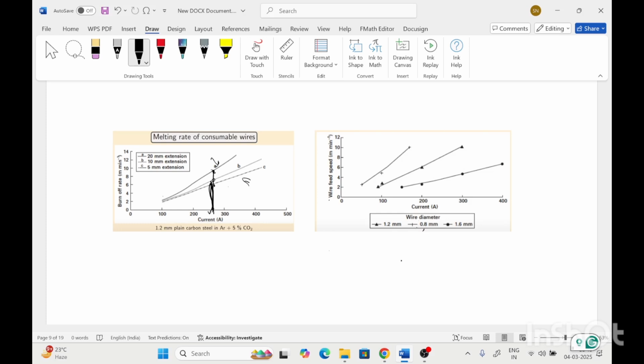So for the smallest diameter, 0.8 mm, the wire feed speed increases much higher with increase in current. This is for 0.8, this is for 1.2, this is for 1.6 mm. So for a small wire diameter, the wire feed speed is the highest.